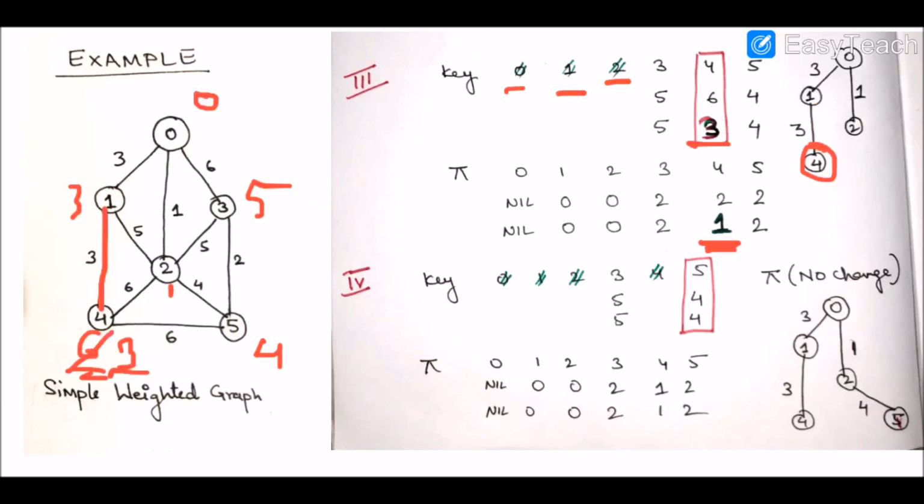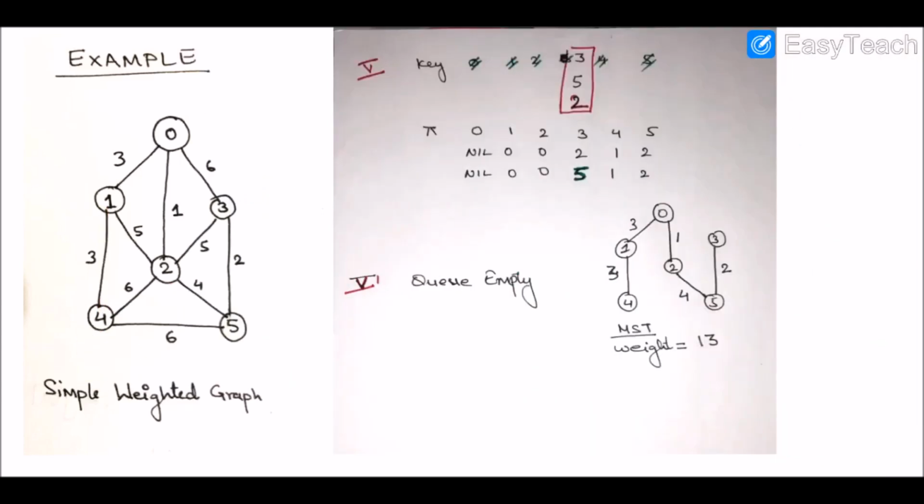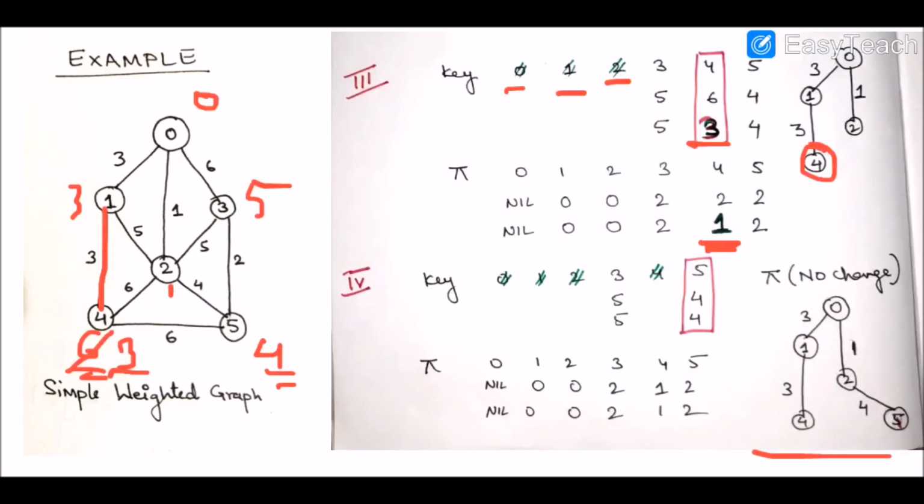So 4 was extracted and has been included because of node 1, and the edge connecting 1 and 4 has been included in the tree. So the next node that we are going to extract is 5, obviously, because it has a key value 4, which is the minimum right now among the nodes present in the queue. And now what will happen? In the next step we can see that the key value of 3 is 5 and the edge connecting 5 and 3 has the weight value 2. So obviously we are going to update it with the new key value, which will be 2.